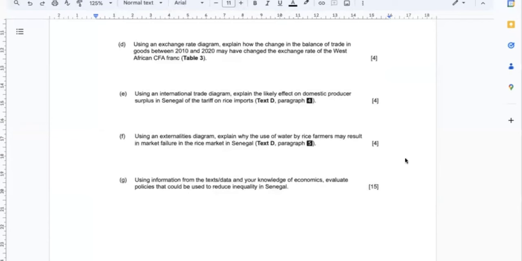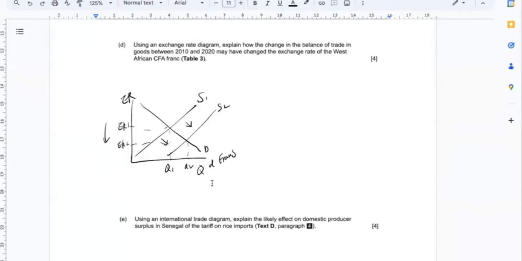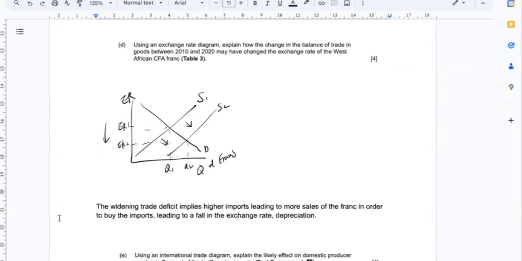Question D. Using an exchange rate diagram, explain how the change in the balance of trade in goods between 10 and 20 may have changed the exchange rate of the West African franc. As we have calculated from the question above, the trade deficit is getting wider. So I can say that the widening trade deficit implies higher imports, leading to more sales of the franc itself, which is increasing supply of the franc. So it's going to make the currency depreciate.